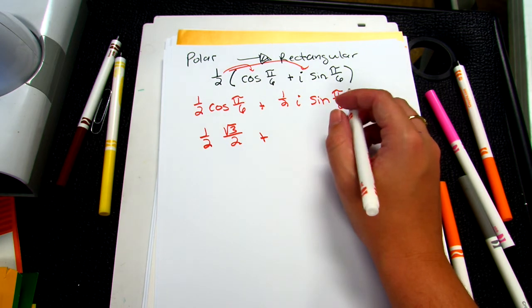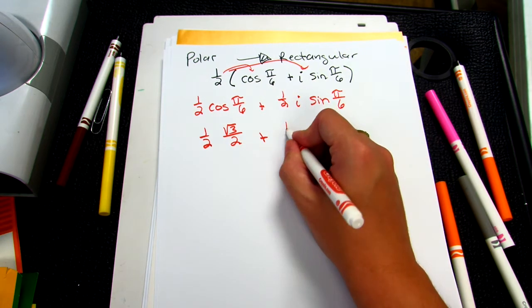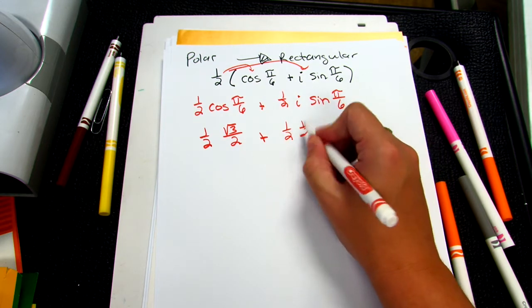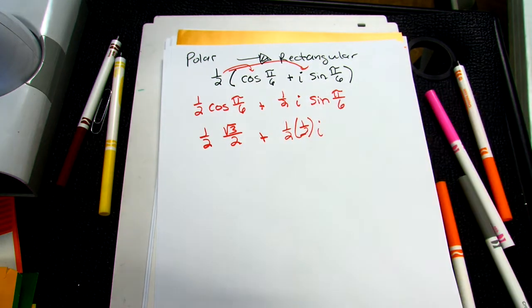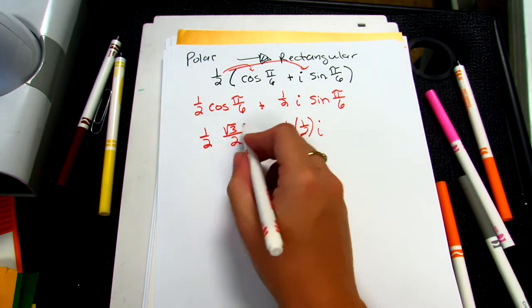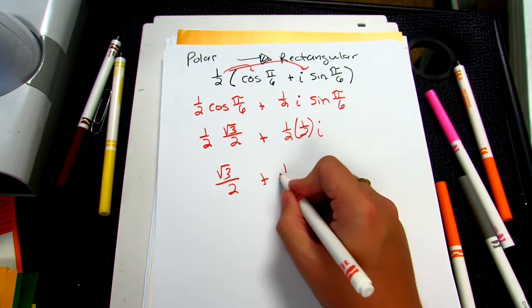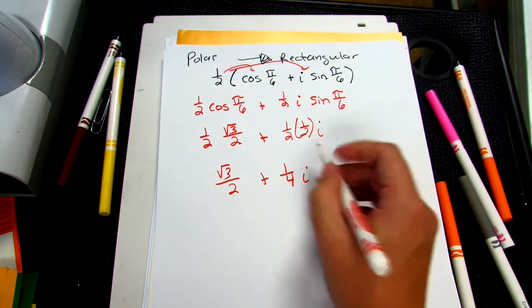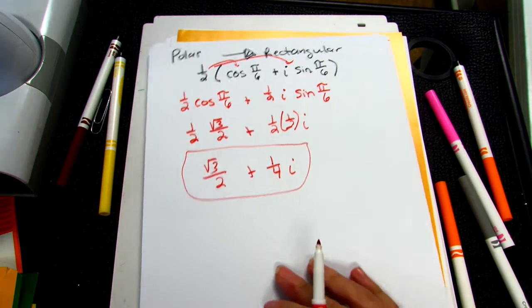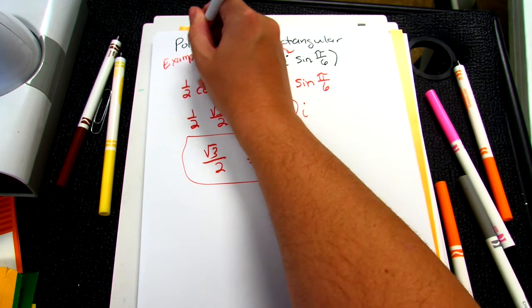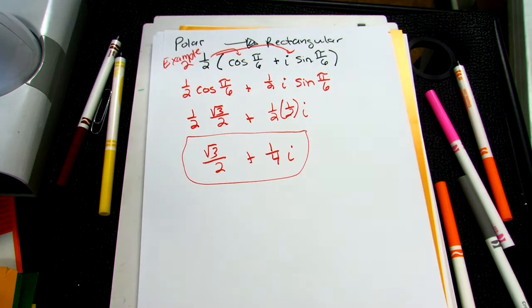Well, sine pi over 6 is 1/2. So we've got 1/2 I times 1/2. I'm going to go ahead and rearrange that and say 1/2 times 1/2 I. Almost done. Let's simplify this. This is the square root of 3 over 4 plus 1/4 I. Done. It's standard form. All right, so that was example 2. That one's a nice one. Going from polar to rectangular is not so bad.